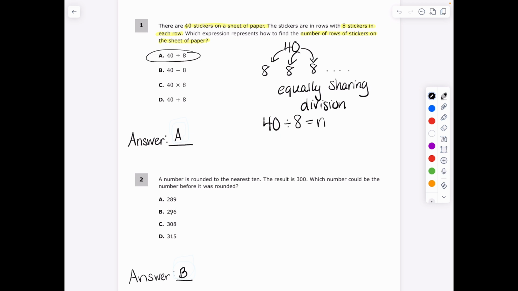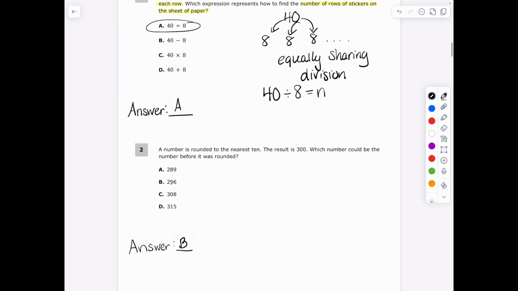I know that it can't be subtraction because I can't just subtract one group of 8 stickers. That doesn't make sense. I'd have 32 rows, and not when I know that there's the same number in each row. And I can't multiply it because that would just make 40 and another 40 and another 40. I don't have more stickers. I'm sharing the stickers that are there. And I can't just add 8 because, again, I just have 40 stickers. And I'm trying to figure out how they're being shared out together. So division makes sense. Let's look at number 2.